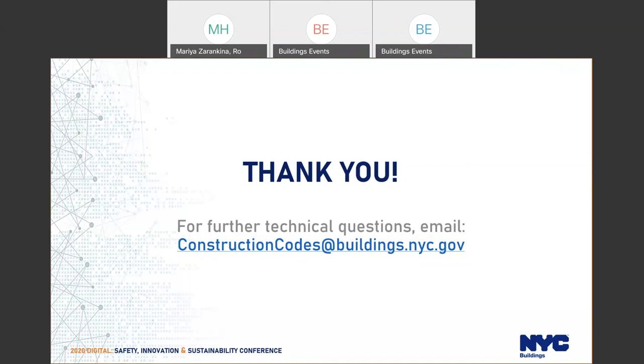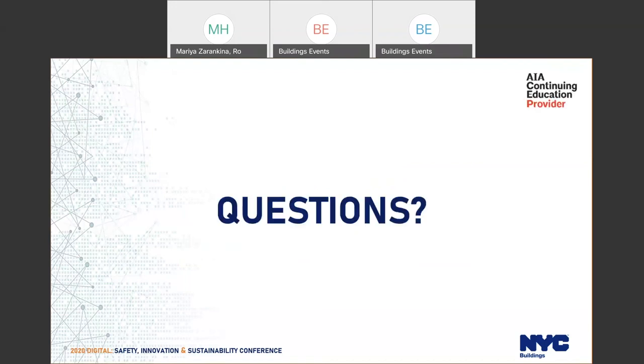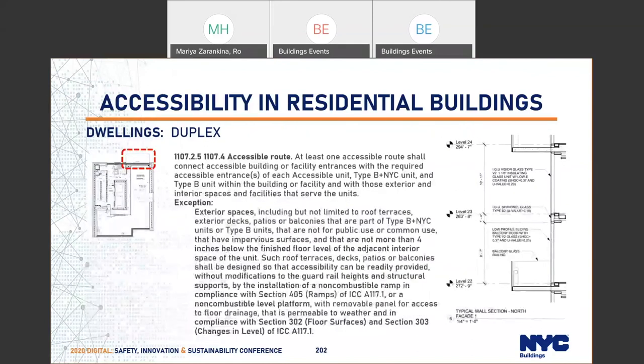I see another question here about access to balconies. Hopefully, I think I touched upon that in the previous slide, so that there is a requirement to provide an accessible route to exterior spaces, terraces, decks, patios, balconies. But again, the allowance for compliance with the accessible route requirements based on alterations subsequent to first occupancy.